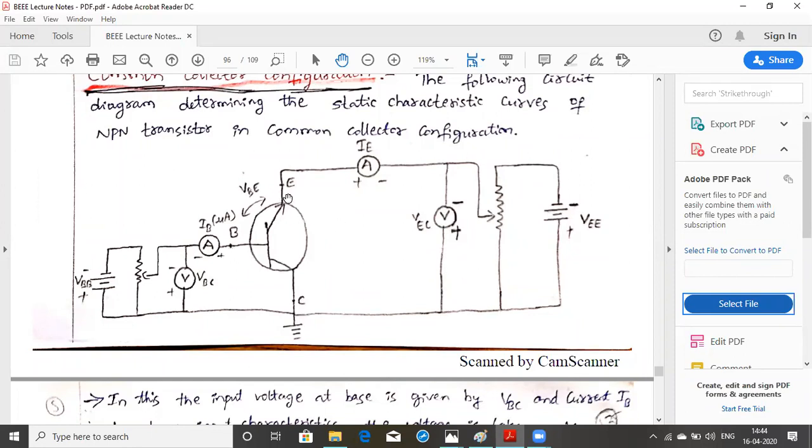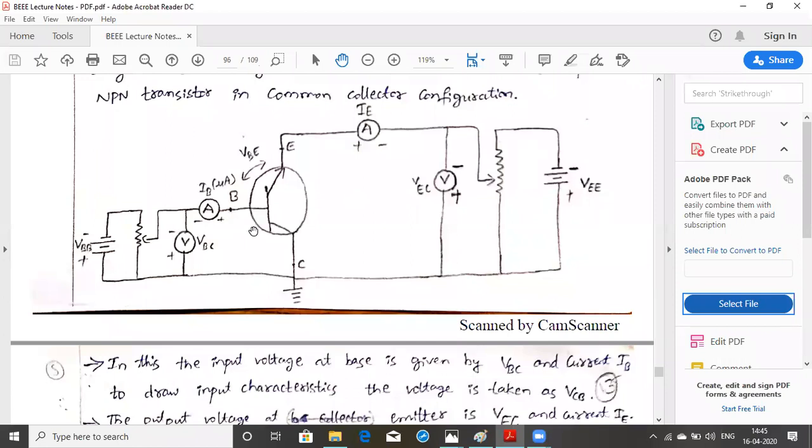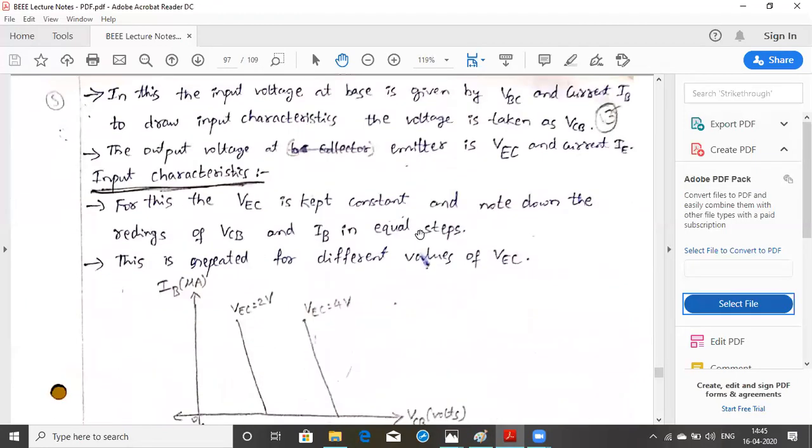Coming to the output side, the output is now not the collector, the output is the emitter. Therefore, you can see here the emitter collector voltage or the collector emitter voltage. This is VEE now, because you have connected the battery to the emitter junction of the transistor. The output current is the emitter current and the output voltage is VCE or VEC. To find the input and output voltages and currents, we use voltmeters and ammeters. Voltmeters are in parallel and ammeters are in series. So now we need to draw the input characteristics between VCB and IB, the input voltage and input current.